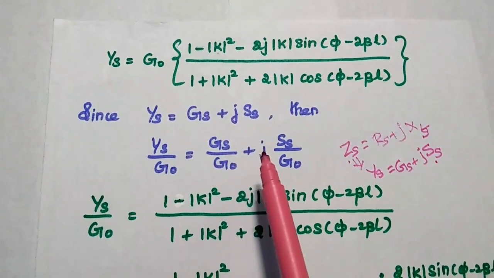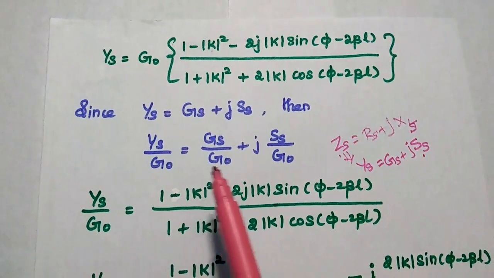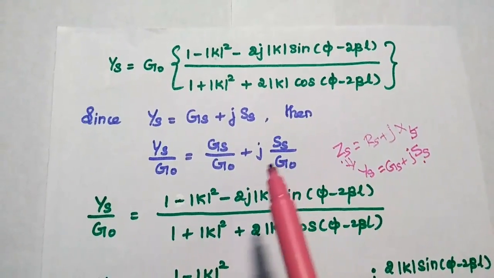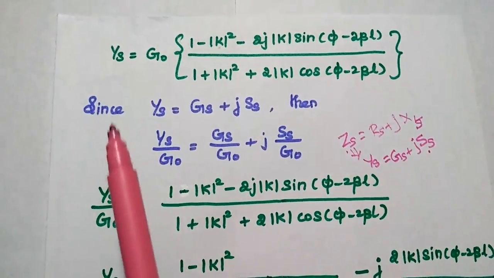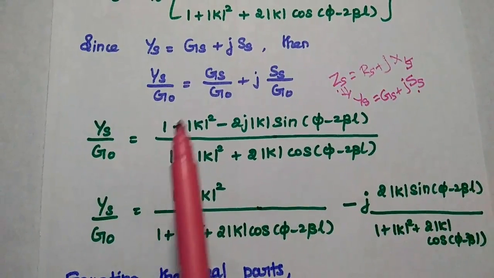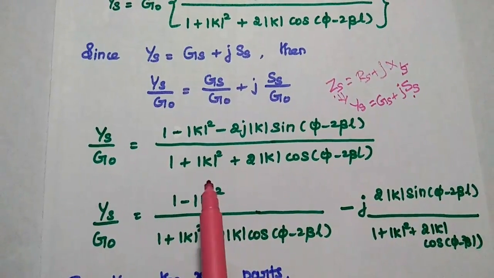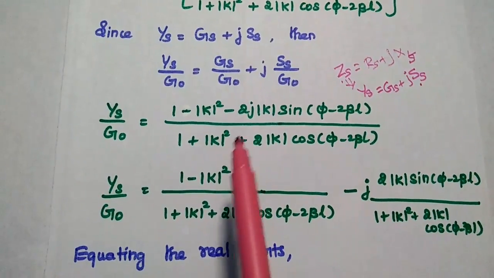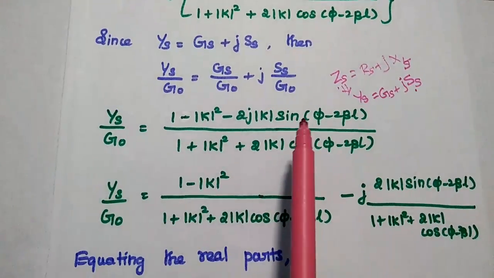If we are going to normalize this term, normalize means we divide all the terms by its characteristic value. So here Ys by G0 is equal to Gs by G0 plus jBs by G0. This is the normalized value. So we move this G0 to this side to get the normalized source admittance. Then we get Ys by G0 is equal to 1 minus k squared minus 2jk sin(φ minus 2βL) divided by 1 plus k squared plus 2k cos(φ minus 2βL). This term can be written as the real part and imaginary part. Here this denominator is common for both real as well as imaginary.